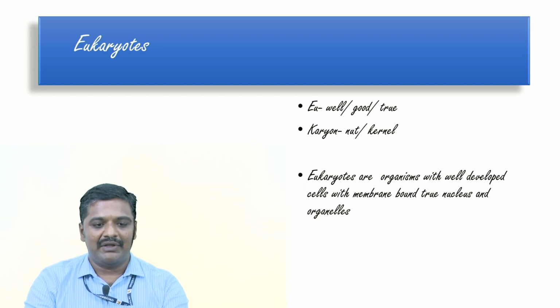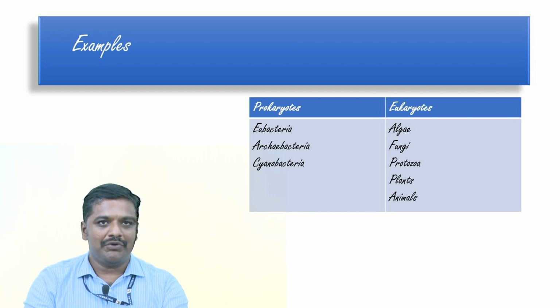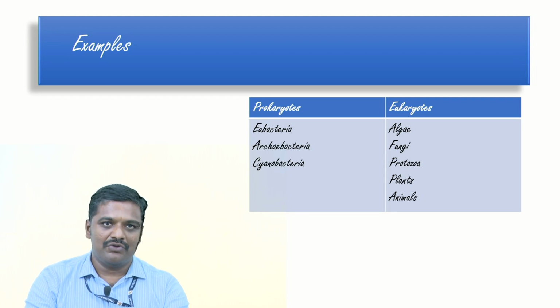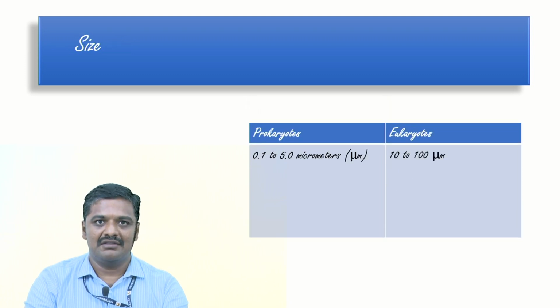And the next category of microorganisms are eukaryotes. Eu means well, good or true. So when the cells have a well developed true nucleus and membrane bound organelles, the cells are known as eukaryotic cells. Let us see some examples for prokaryotes and eukaryotes. Prokaryotic examples are eubacteria, archaebacteria and cyanobacteria. When we talk about the examples for eukaryotes, they are wide. Algae, fungi, protozoa, plants, animals including human beings, all are eukaryotes.